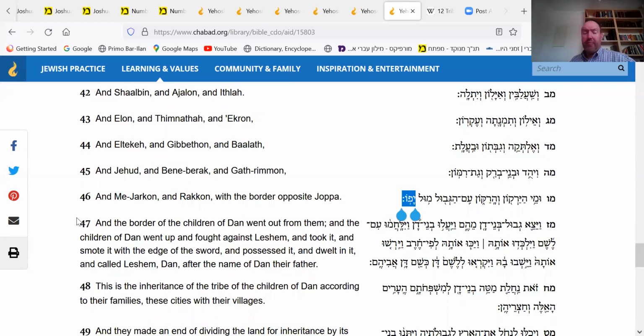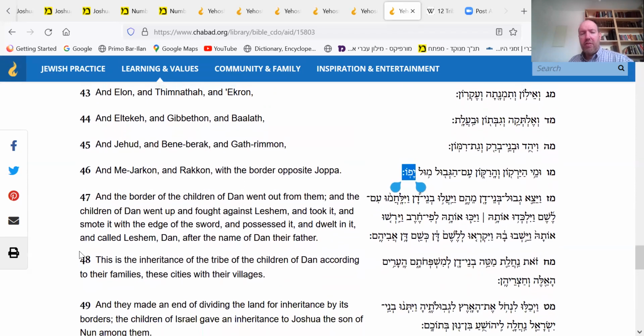By the way, nowadays this whole area is called Dan, and the bus company that runs all the buses in this area is the Dan Bus Company, right? And the whole area is called Gush Dan, the Dan area, right? So that was the area of the last tribe, the tribe of Dan.